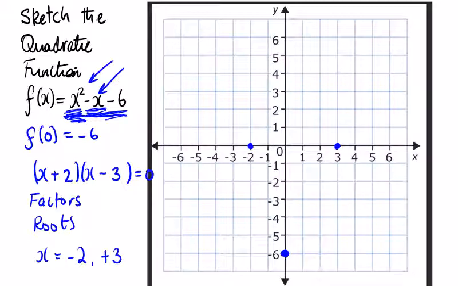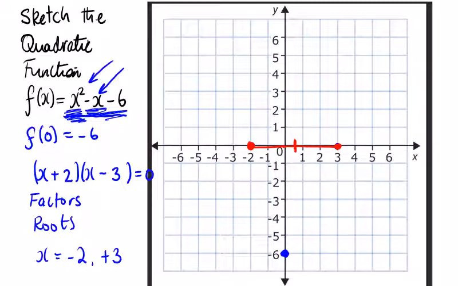Now, where's my lowest point? Let's introduce my lowest point so we can figure out, well, at minus 6, does it come down past it? Or is minus 6 the lowest point? Now the lowest point is always the midpoint of the roots. So you can see here I have a jump of 2 and a jump of 3. So 2.5. So my lowest point is at the midpoint of minus 2 and plus 3.